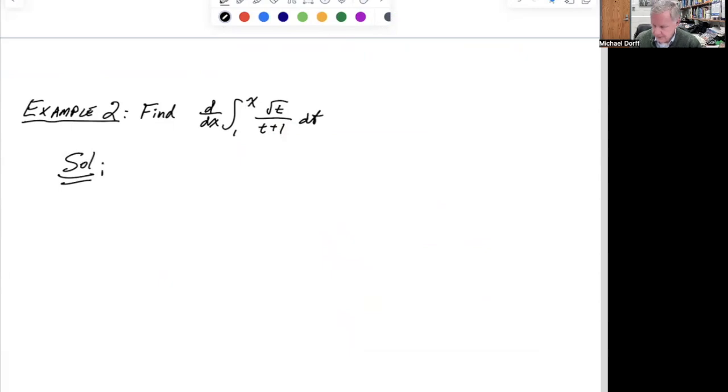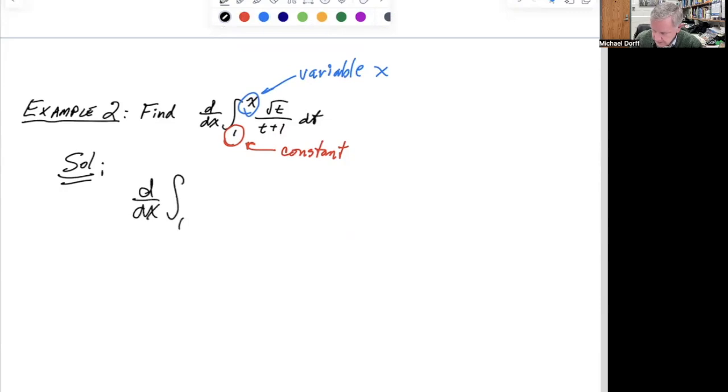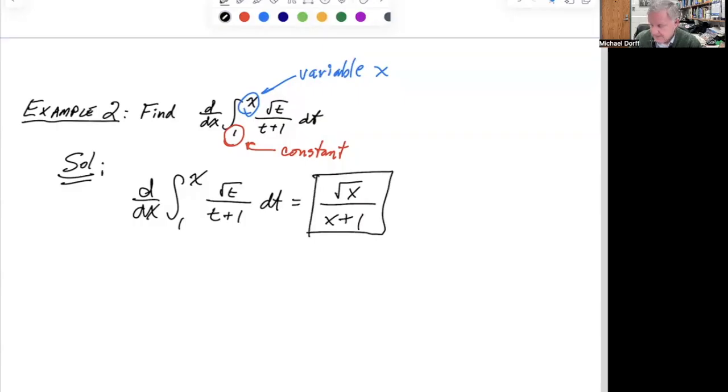I'm going to use the fundamental theorem of calculus. I notice this is a constant number, and this is my variable x. So by the fundamental theorem, the derivative of this integral from 1 to x of the square root of t over t plus 1 dt is just going to equal the square root of x over x plus 1. That's it. Really sweet, cute.